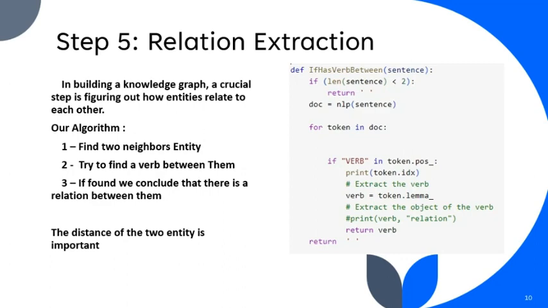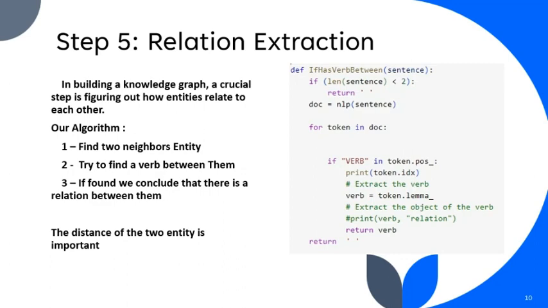The algorithm tries to find the neighbor entities and tries to find the verb between them. So if the algorithm finds a verb between two entities, it means that there's something happening between entity 1 and entity 2, so there would be a relation between them. And if it finds a relation, it creates two nodes and one relation and adds it to the knowledge graph.